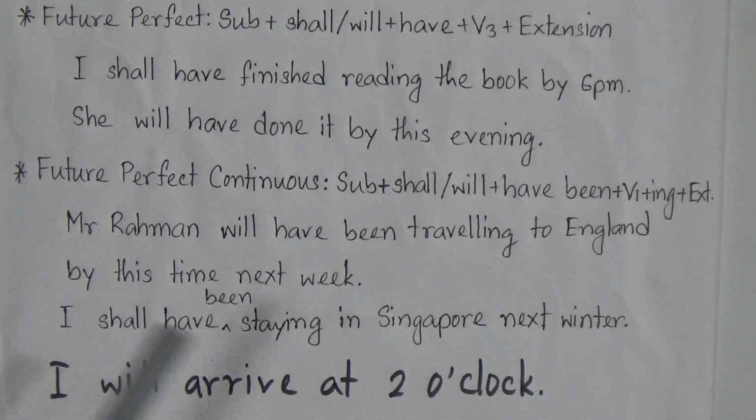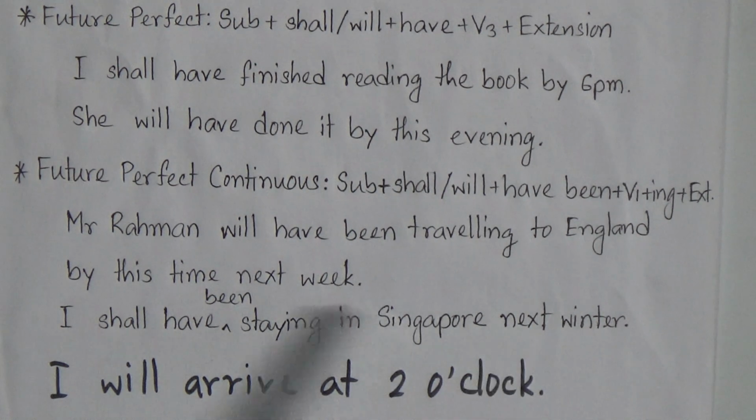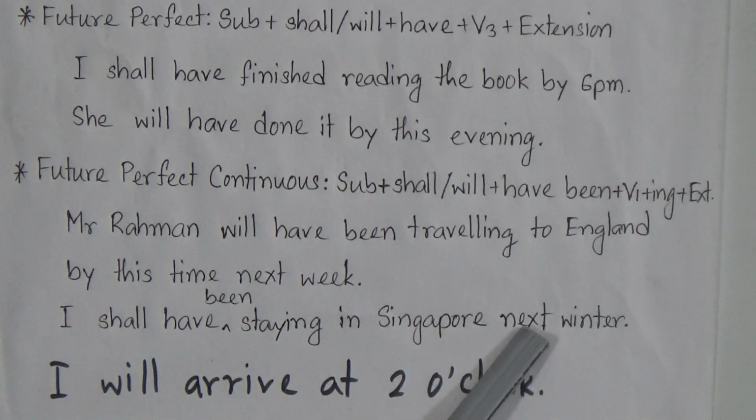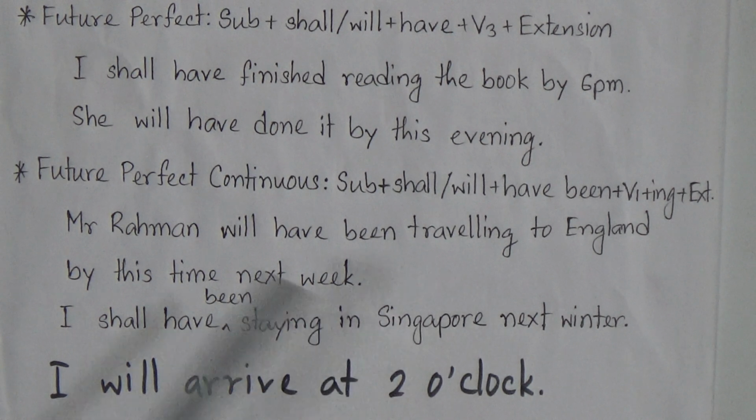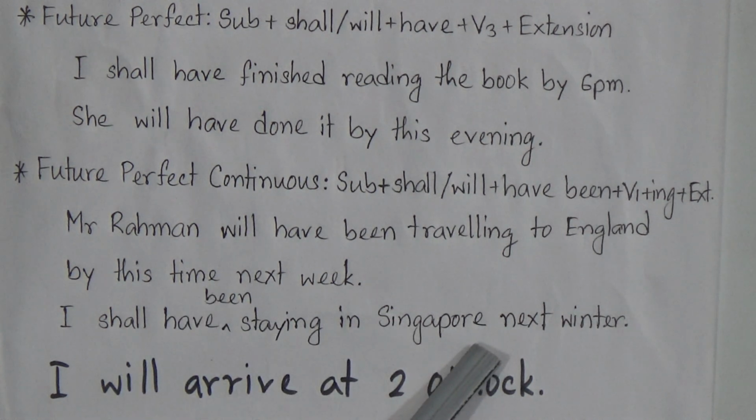Now the second one, I shall have been staying in Singapore next winter. Now look, this event is also unfinished or is not complete, but it will be completed in future time, that means next winter. So I shall have been staying in Singapore next winter. So in this situation we will use future perfect continuous tense.